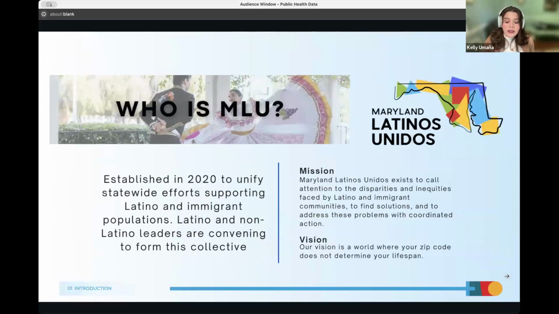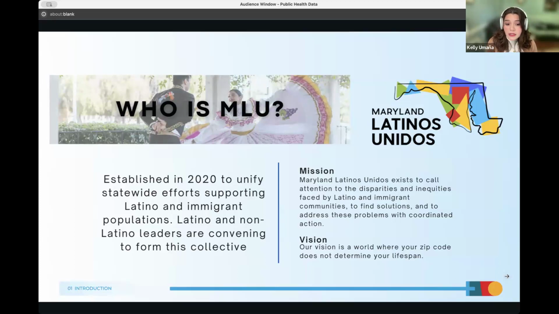Right, so just a quick context of who we are, some background of who Maryland Latinos Unidos is. We are a byproduct of the COVID-19 pandemic. Maryland Latinos Unidos was established in 2020, really to bring together and convene work across the state around supporting Hispanic Latinos across Maryland, really trying to address the gaps and disparities that our communities were facing.